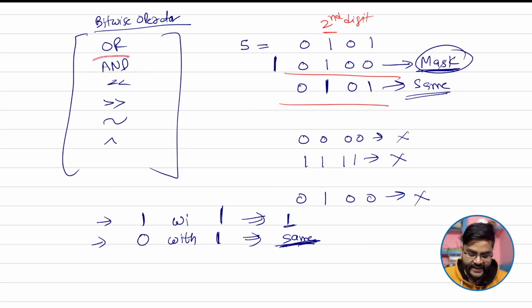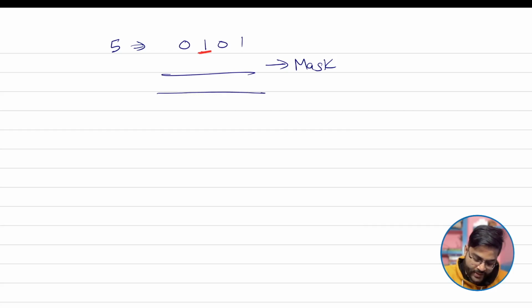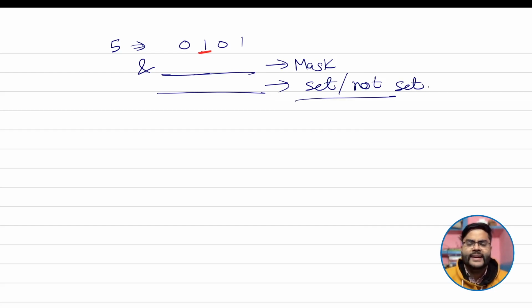Okay, let's try taking AND operator. So if I take AND operator, this is my 5. I will write it 0 1 0 1. Okay, I want to find whether this bit is set or not, and I want to create a mask. Okay, I want to create a mask with bitwise AND such that I can get whether it is set or not. Here also I will try to create a mask.